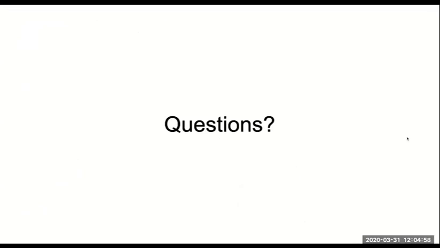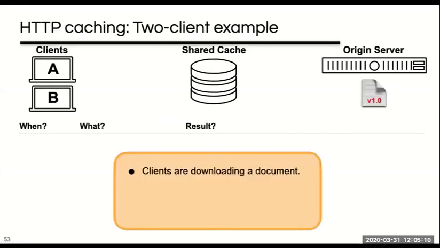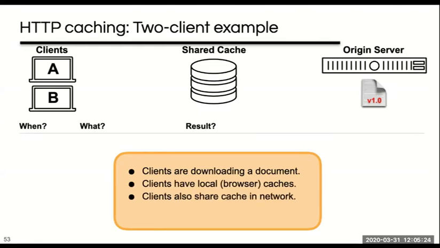So any questions on this stuff so far? Because the next thing we're going to do is dig into a more complex example. I'm going to do it kind of quick. All right. So we've got two clients downloading a document. And the clients both have browser caches, and there's also this other cache in the middle of the network here. And the document has a TTL of 5, let's say, minutes. And so I'll put that up in the corner too.